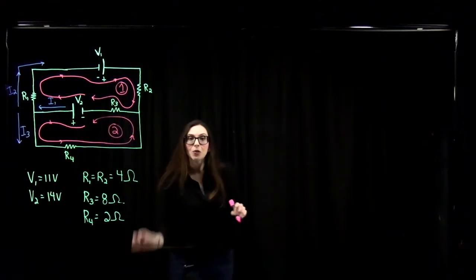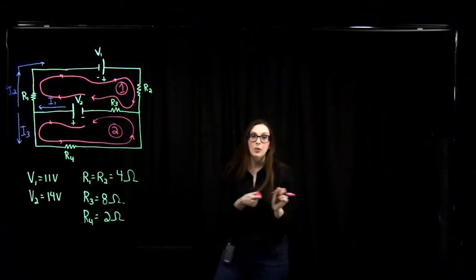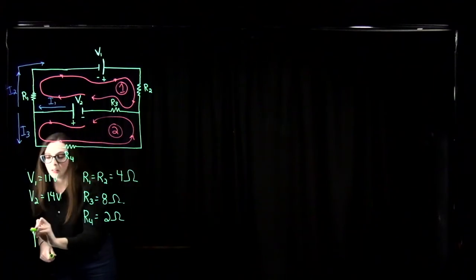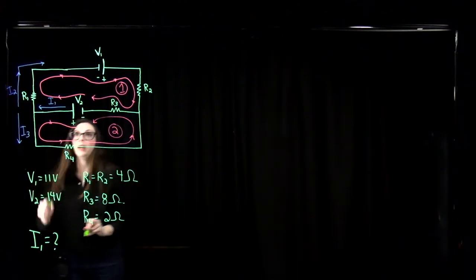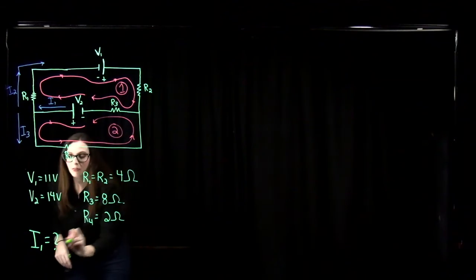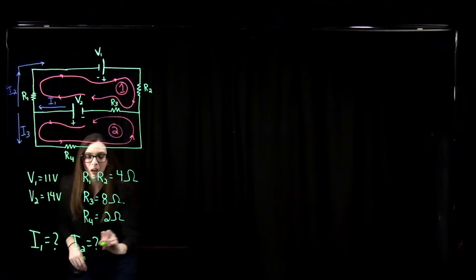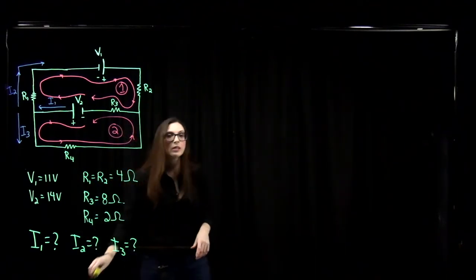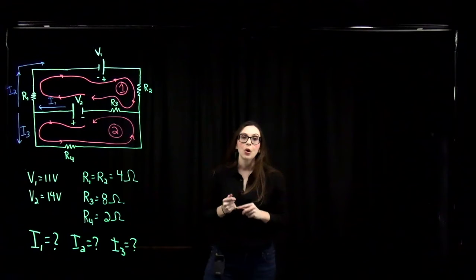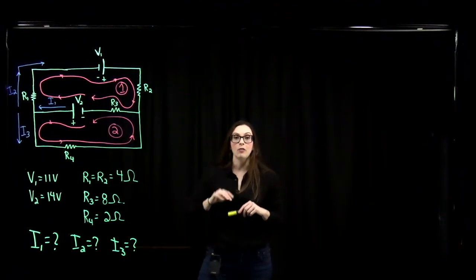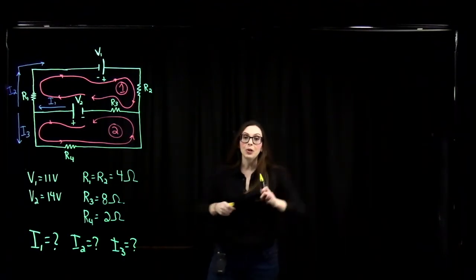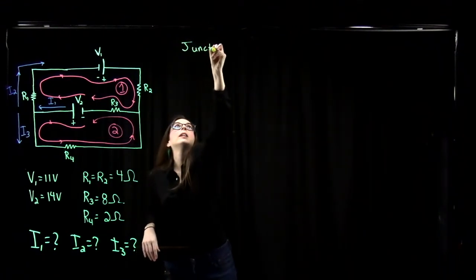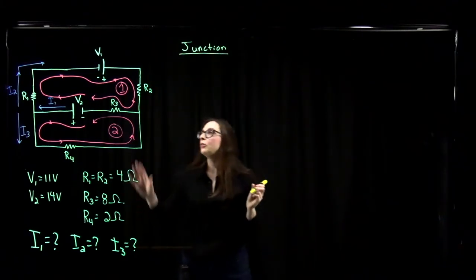So we've got 3 equations in order to get 3 unknowns. My 3 unknowns for this problem are the current I1, the current down this branch, the current I2, and the current I3. In order to find the magnitude of those currents, we have to use our Kirchhoff rules. And the first rule that I always start with is the junction rule. So let's write down the equation for the junction rule for this circuit.